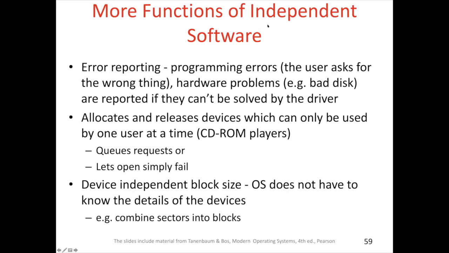More functions of device-independent software. One of the functions is error reporting. Programming errors happen when the user asks for the wrong thing. Hardware problems, for example a bad disk, are reported if they can't be solved by the driver. Another function: it allocates and releases devices which can only be used by one user at a time, for example, CD-ROM players. It queues requests or lets open simply fail.